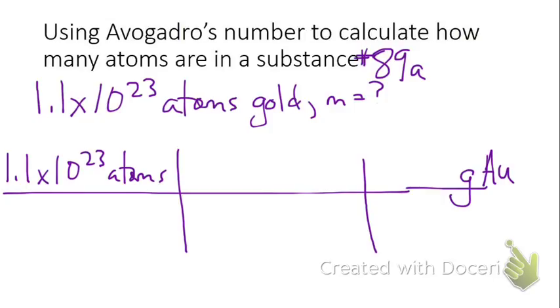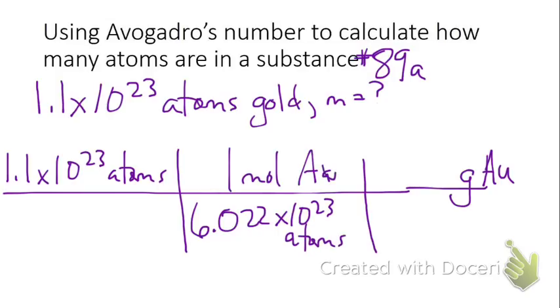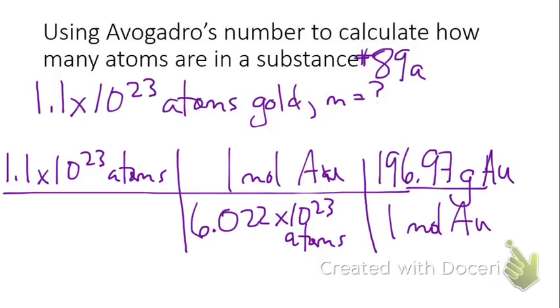We know we start with atoms. What is it that we can use to calculate mass? We know we need to turn it into moles. And so we have 1.1 times 10 to the 23rd atoms. So if we have 6.022 times 10 to the 23rd atoms and 1 mole of gold. Then, if we're going from moles to grams, we're going to multiply by the molecular weight. I know that 1 mole of gold is equal to 196.97 grams of gold. Let's check it out. Atoms cross out, moles cross out, and we're left with grams.